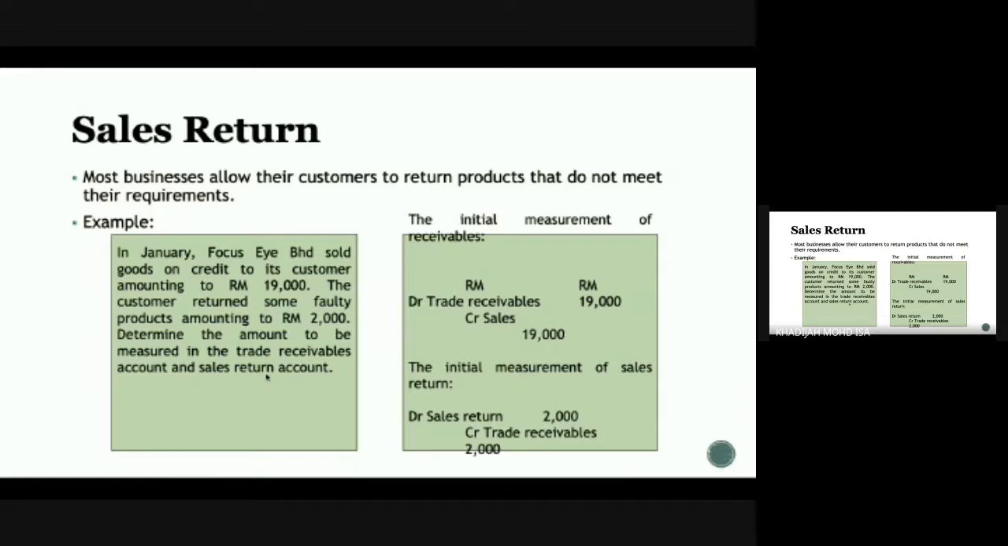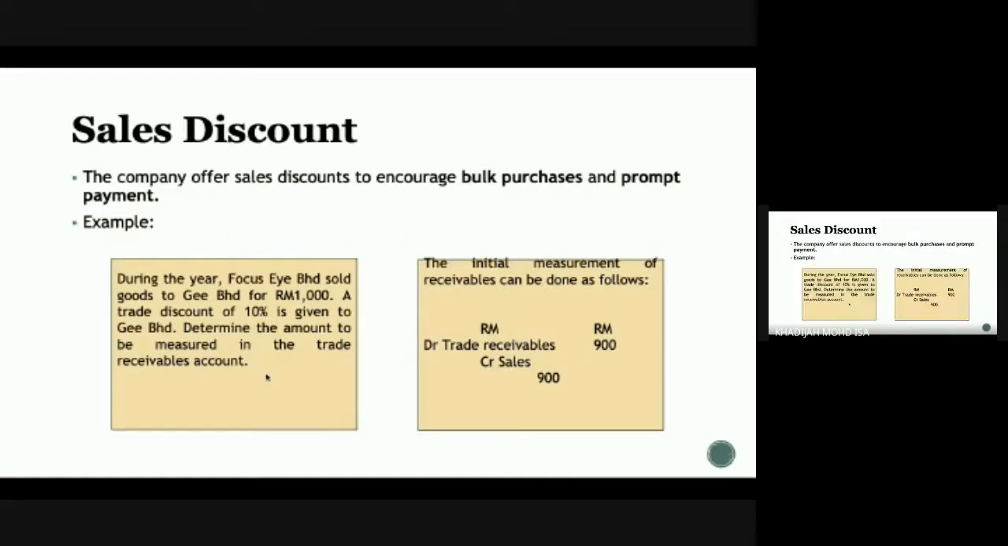So you debit your sales return 2,000 and credit your trade receivable 2,000. If you look at your trade receivable, initially you have debited 19,000. Now you credit 2,000. So the balance is 17,000 in your trade receivable. All right, and then you also have the other one, what we call sales discount.